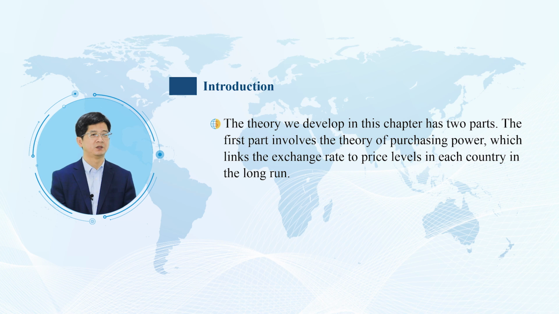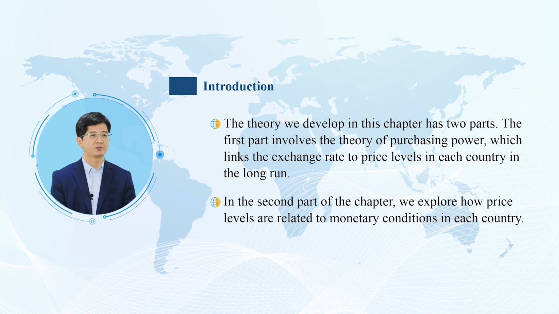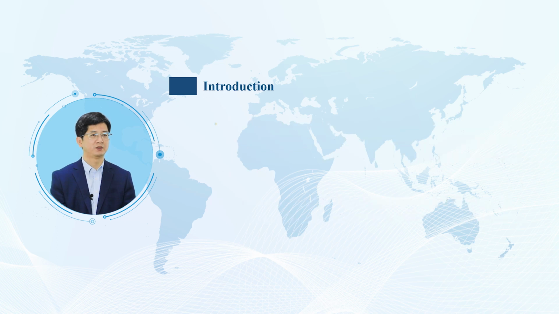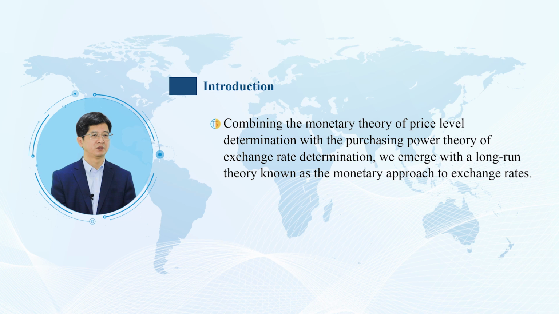The first part involves the theory of purchasing power, which links the exchange rate to price levels in each country in the long run. In the second part of the chapter, we explore how price levels are related to the monetary conditions in each country, comparing the monetary theory of price level determination with the purchasing power theory of exchange rate determination. We emerge with a long-run theory known as the monetary approach to exchange rates.